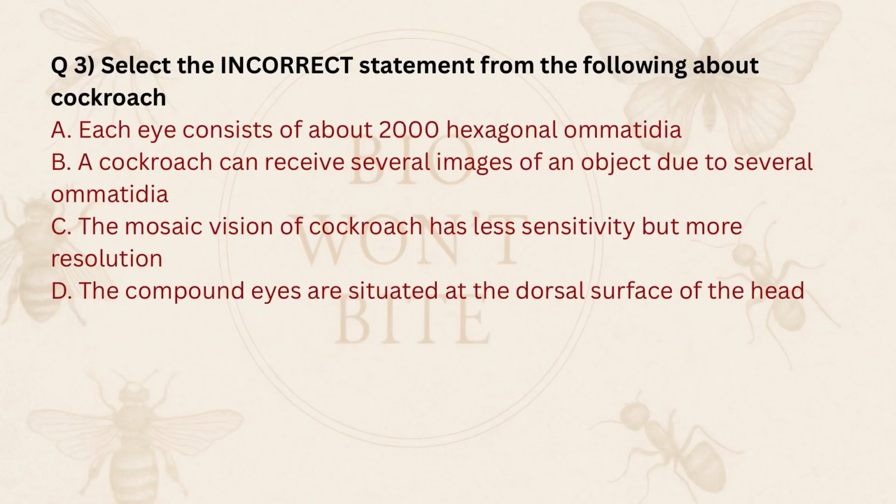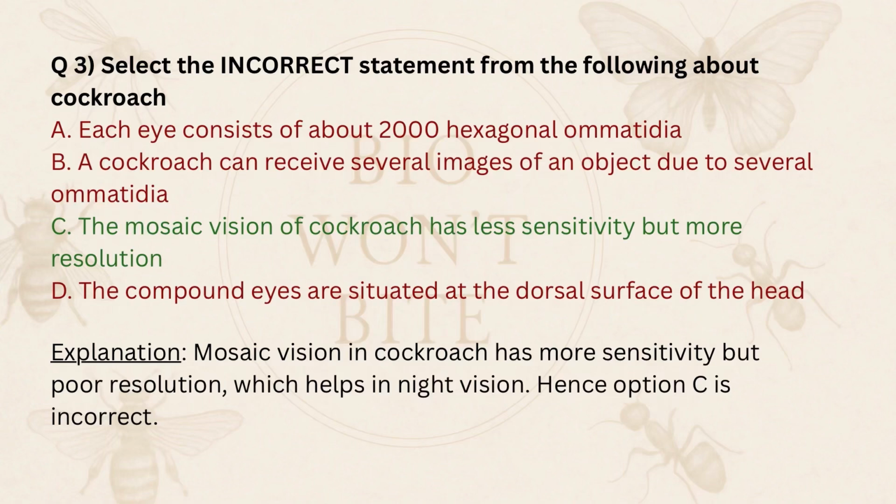Moving on to the next question. Select the incorrect statement from the following about cockroach. The correct answer is option C. The mosaic vision of cockroach has less sensitivity but more resolution. Actually, mosaic vision in cockroach is the opposite. It has high sensitivity but very poor resolution. This helps cockroaches see even in dim light, which is useful for their night activity.